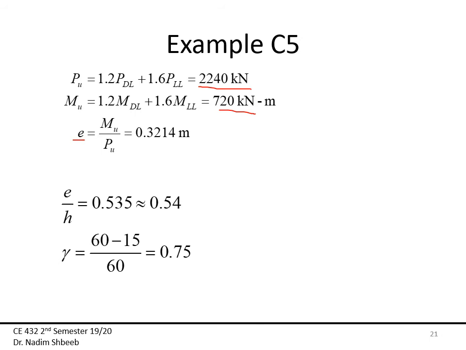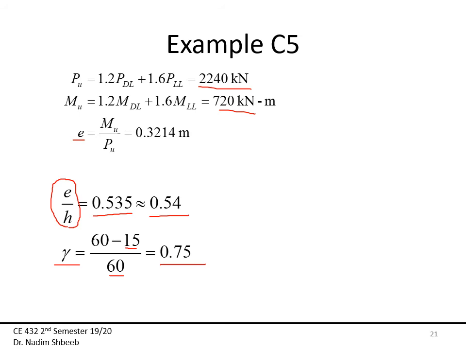Usually in the interaction diagram, if you start with a fresh column, you always assume the dimension in the direction of your eccentricity, because you will need that e over h value. By calculating that, I'm getting 0.54. Now gamma again is going to be equal to h, which again is in the direction of my eccentricity, minus 2 times 7.5, over 60, which is equal to 0.75.